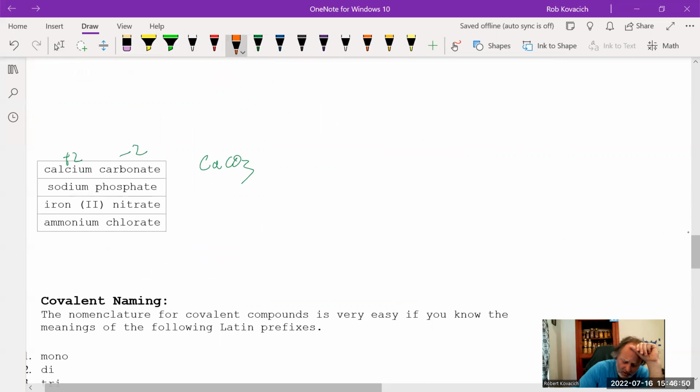What about the next one? All right, well, sodium is in group 1, so it's got a +1 charge, and my phosphate, that's a -3 charge. So then I'm going to need 3 of my +1 sodiums to go with my 1 -3 phosphate.